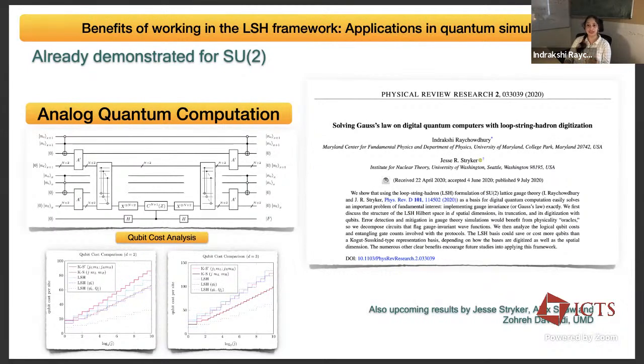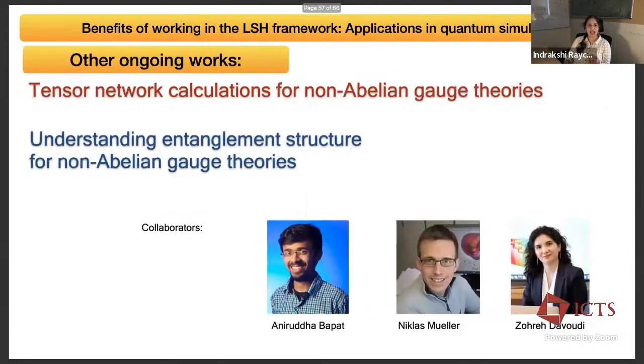And this is one result present in the literature, and more results are coming up by the group at UMD. And there are many other works currently going on regarding the Loop-String-Hadron for SO2, regarding tensor network calculations, and also understanding the entanglement structure for non-abelian gauge theories.